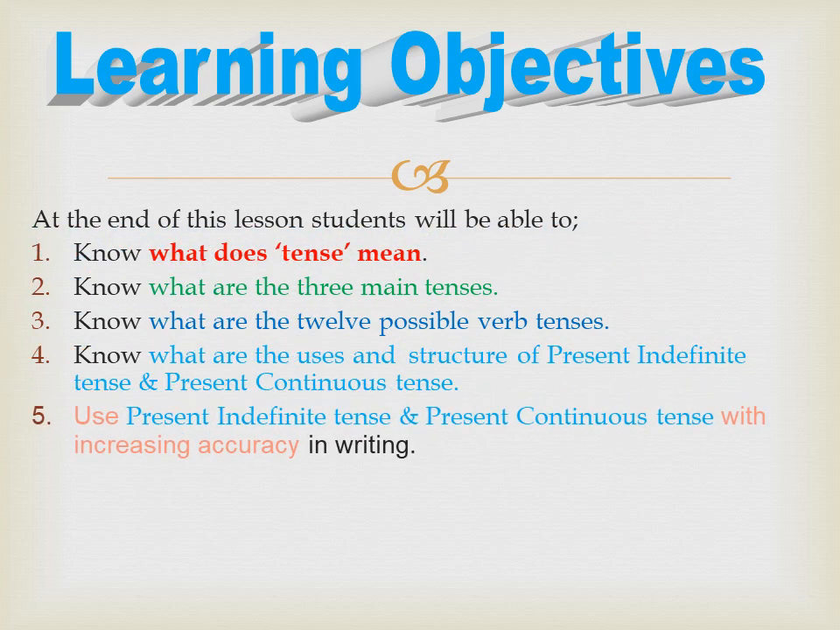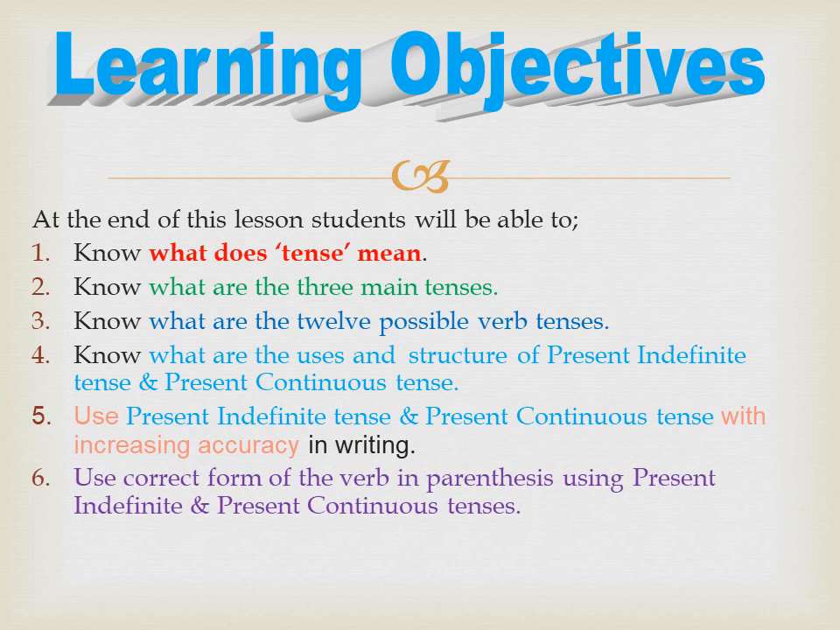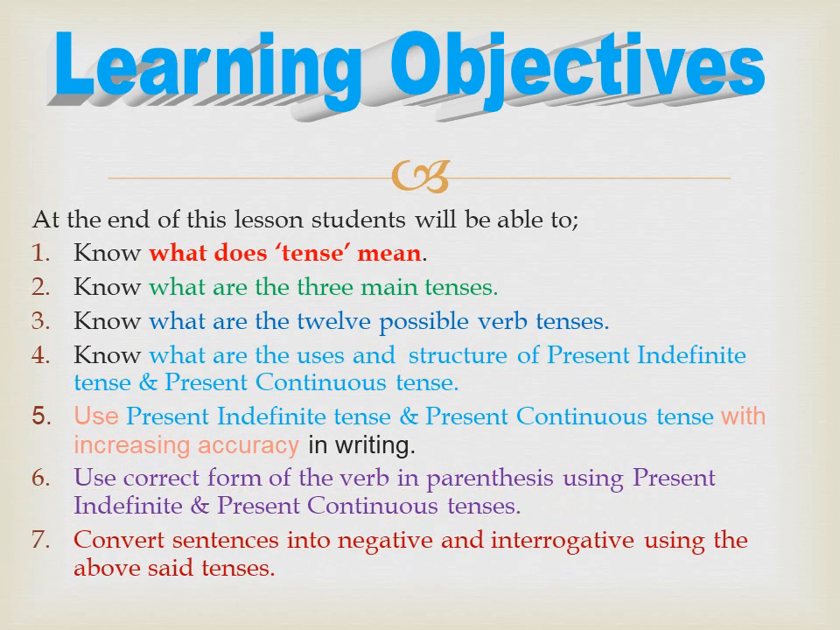and will also be able to use these two tenses with increasing accuracy in writing, and will also be able to use the correct form of the verb in parenthesis using present indefinite and present continuous tenses. And you will also be able to convert sentences into negative and interrogative using the above said two tenses.